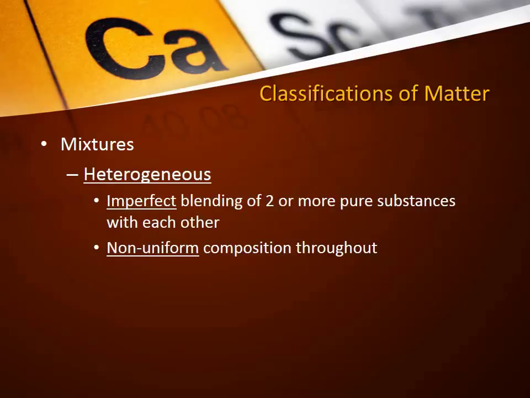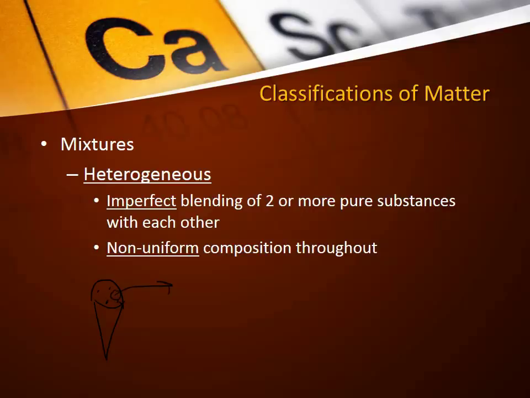Our second type of mixture is a heterogeneous mixture. This is an imperfect blending of two or more pure substances with each other. This is where there's a non-uniform composition throughout. It's not actually blended well together. So if I had a bowl of ice cream or something, right, that really does not look like ice cream. So we'll say a cone of ice cream, and it's chocolate chip ice cream.